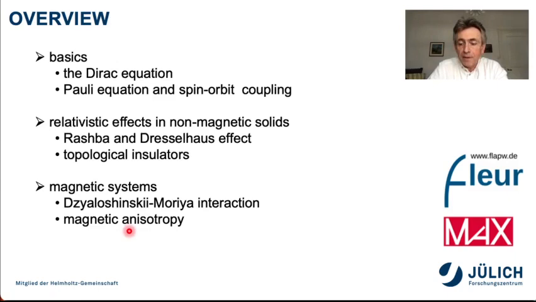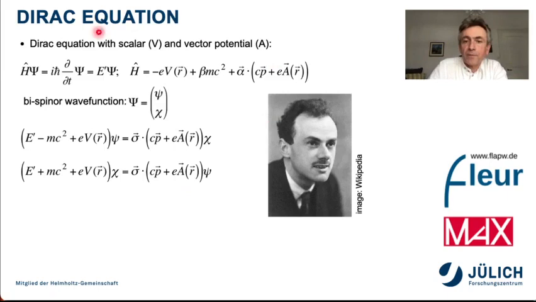Now let's start with the Dirac equation, which you can find here. It includes a scalar and a vector potential in the Hamiltonian, and this Hamiltonian acts now on a four component wave function. You have a large and a small component, and the large and the small component, they have spin up and spin down parts respectively.